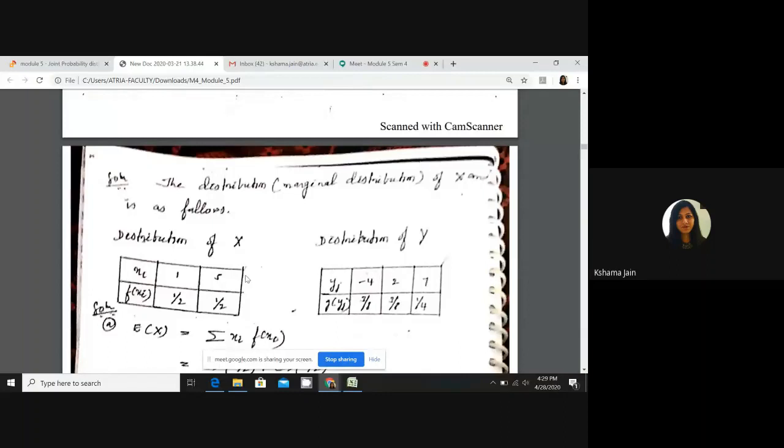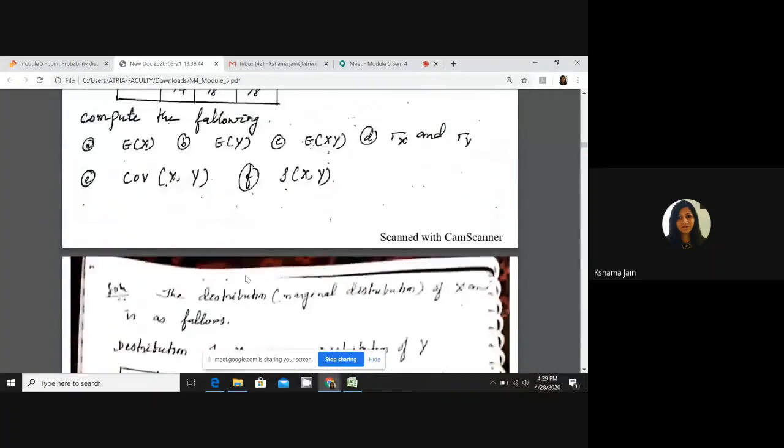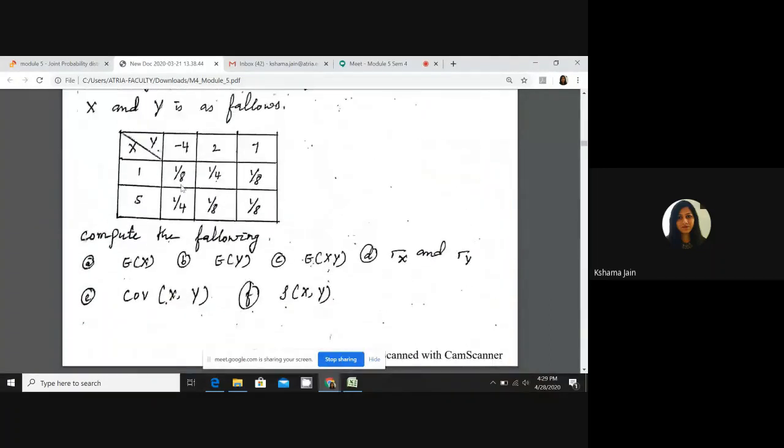One second, Vihu beta, you are disturbing. And this is for Y we are having 3 by 8 for minus 4. Ma'am, marginal distribution, can you repeat, ma'am?